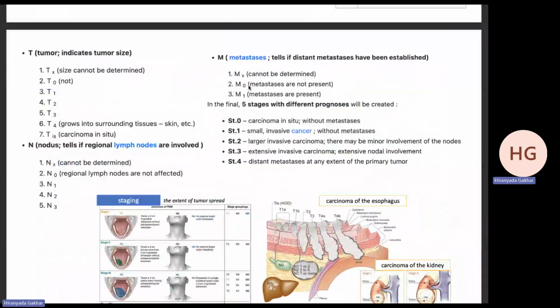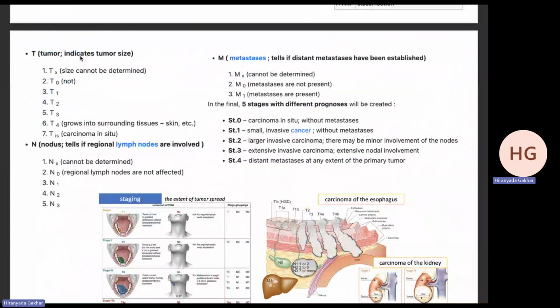So again, a short revision. T for tumor indicates the size of the tumor. TX, not determined. T0, tumor is absent. And T1 to T4 is the increasing size of the tumor. TIS is called carcinoma in situ. N is for nodes. Nodus tells if the regional lymph nodes are involved or not. M is for metastasis. So there is metastasis, or the metastasis is absent, or it cannot be determined.